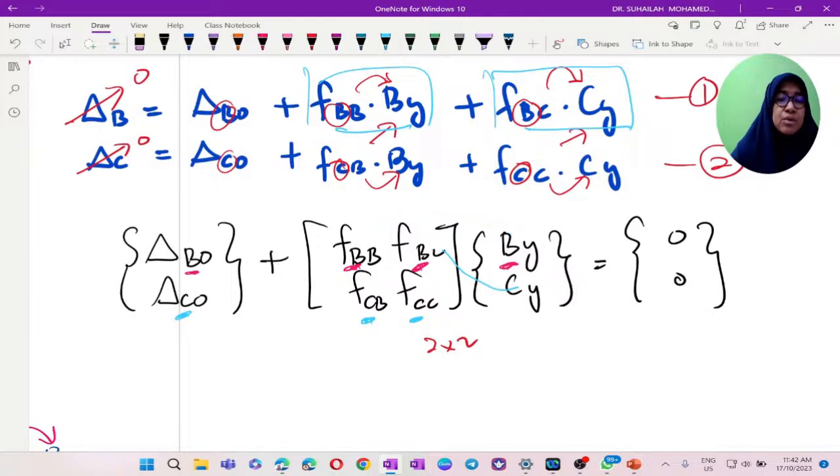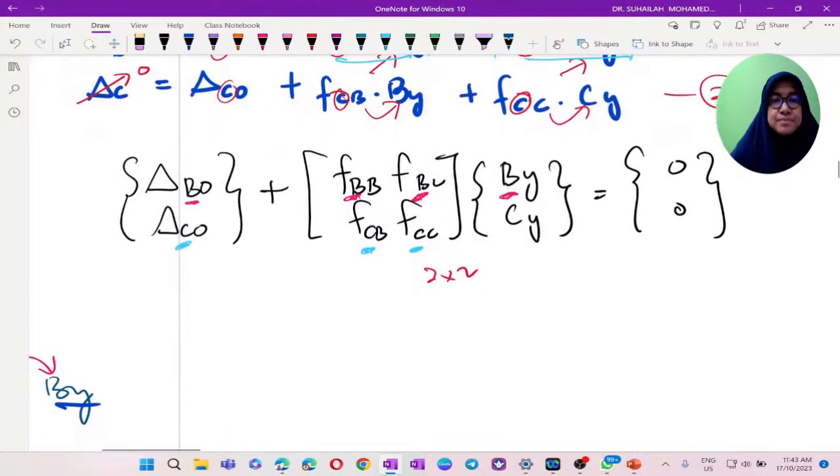So we can conclude that the standard form of compatibility equation for two redundants, or for three redundants, we will write in matrix form like this. So this is the standard form of compatibility equation. And now from this, we will rewrite it into a standard form of compatibility equation.